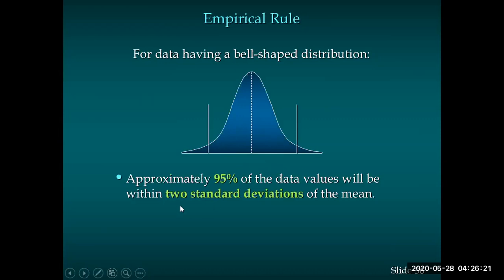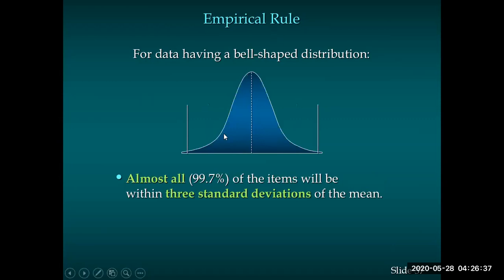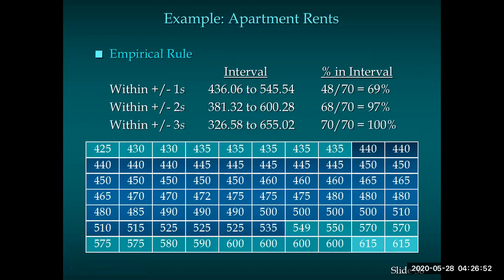So that is the concept. And if you go 2 standard deviations above the mean or 2 standard deviations below the mean, this will cover approximately 95% of the data. So this is what the rule says. And similarly, almost all of the items will be within 3 standard deviations. If you go 3 standard deviations above the mean and 3 standard deviations below the mean, that will roughly cover the entire data set for us.